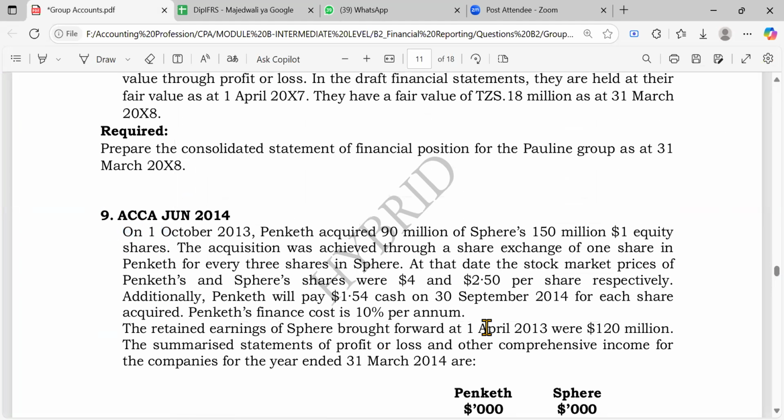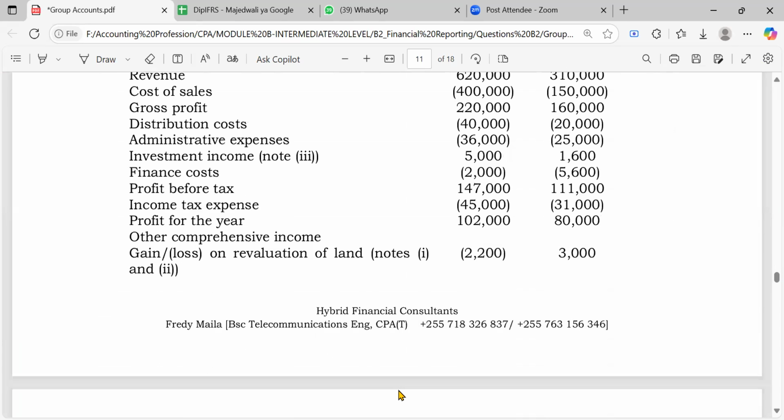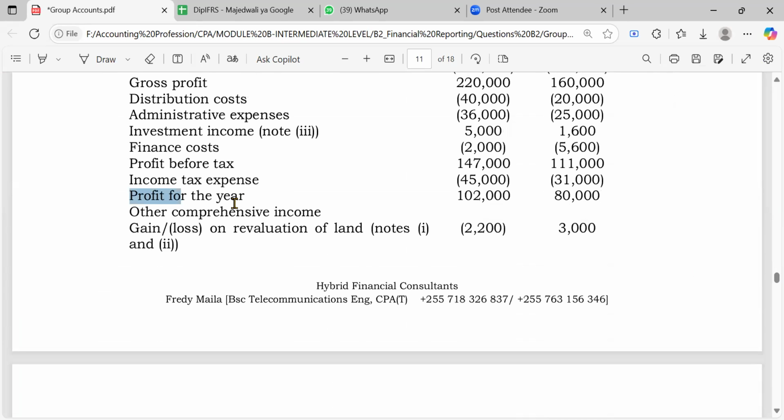at the beginning. At 1st April, you have 120. And remember, this is the beginning of the year ending 31st March 2014. So if you take 120 plus that 80, it will take you 1 year later, which would be 31st March, the reporting date. That's why the retained earnings at the year end is this one plus 80, which is the profit. And be careful, this is retained earnings. It is affected by profit for the year.